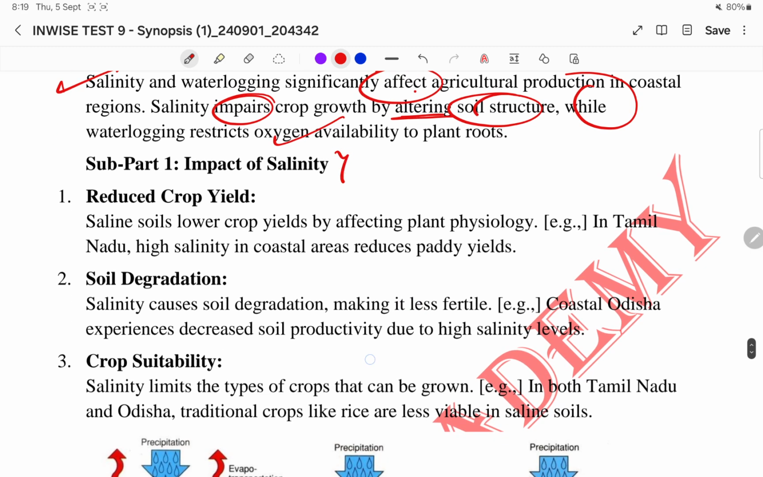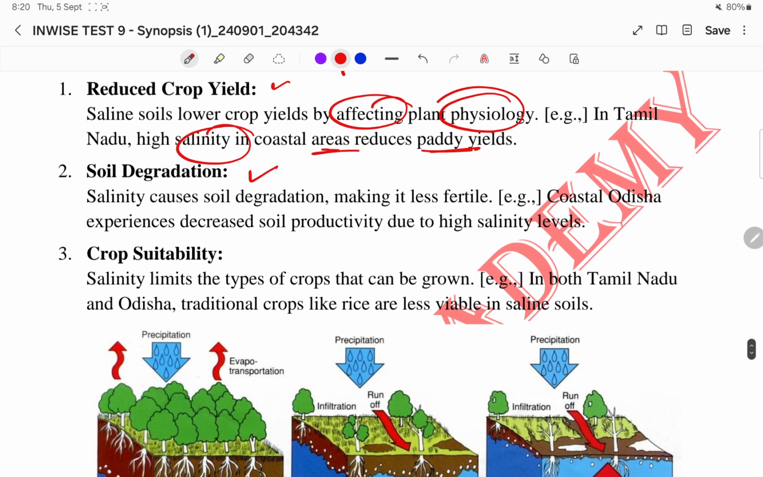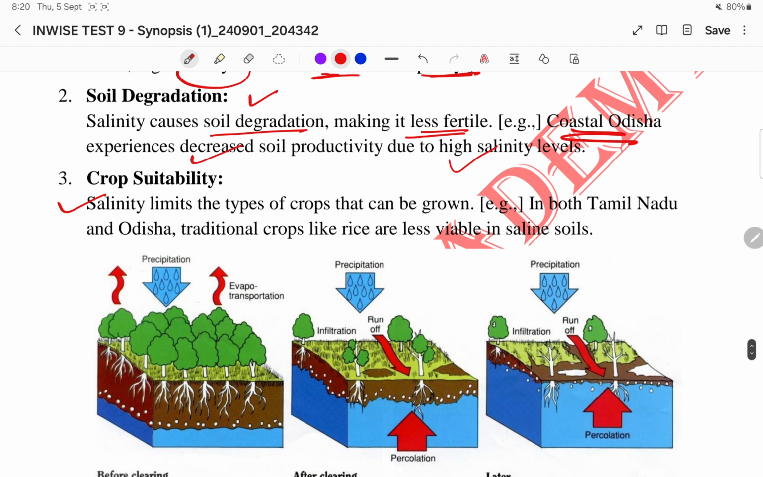So first we'll see the salinity aspect. It reduces the crop yield by affecting plant physiology. Example, high salinity in coastal areas reduces the paddy yield. Then soil degradation. Salinity causes soil degradation, making it less fertile. Coastal Odisha experiences decreased soil productivity due to high salinity levels. Then crop suitability. Salinity limits the type of crops that can be grown. Example, in Tamil Nadu and Odisha, traditional crops like rice are less viable in saline soils.